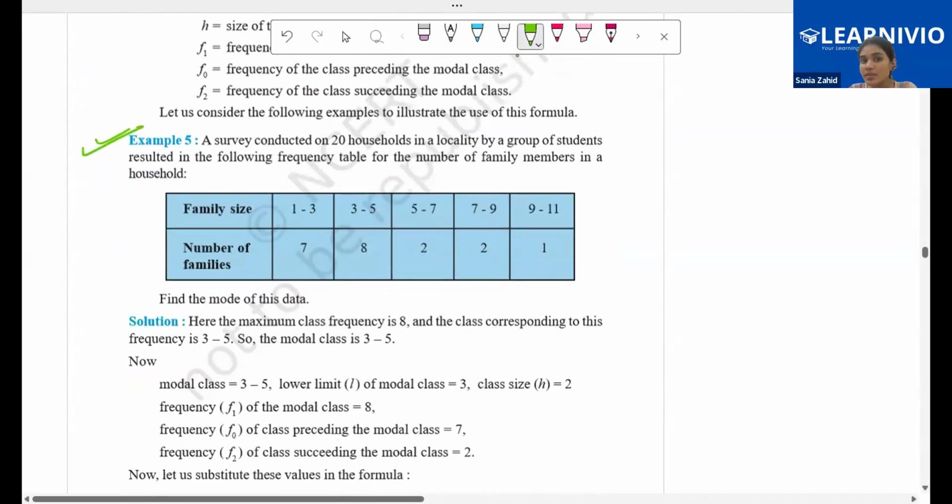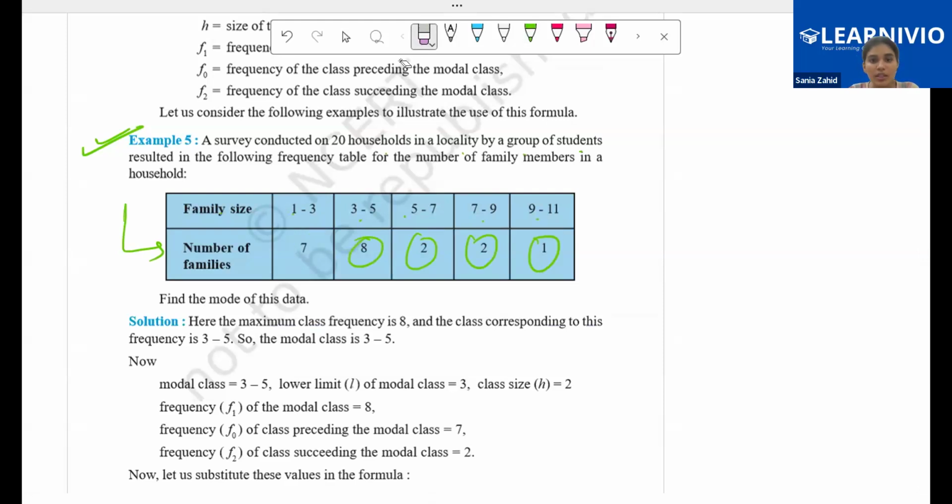This example says a survey conducted on 20 households in a locality by a group of students resulted in the following frequency distribution. So this frequency distribution is given to you, with the family sizes between 1 to 3, 3 to 5, 5 to 7, 7 to 9, and 9 to 11. Now the number of families are 7, 8, 2, 2, and 1. Now Umair, you know that your answer must lie in this family size. Why? Because this is the highest frequency, isn't it? This is the only highest frequency.